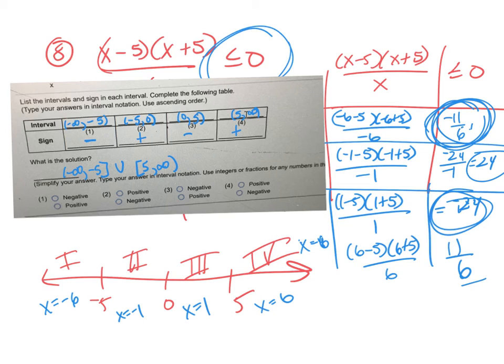Then it says type your answer in interval notation, use interval notation, and then underneath that here, you just had to actually put the sign, like for interval 1 it would be negative, for interval 2 it would be positive, negative, positive. Just be careful that when you write your intervals in here, everything is rounded brackets, but when you write your solution here, it has the included brackets because 5 is included in the solution.